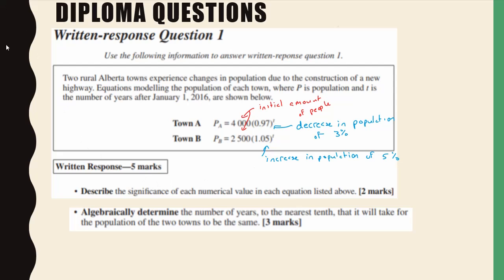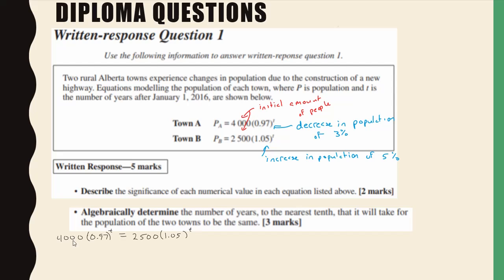Now it asks us to algebraically determine the number of years, to the nearest tenth, that it will take for the populations of the two towns to be the same. So we basically just have to make these two equations equal to each other. So we're going to go 4,000 times 0.97 to the power of t equals 2,500 times 1.05 to the power of t. And now our goal is to determine what t is actually equal to.